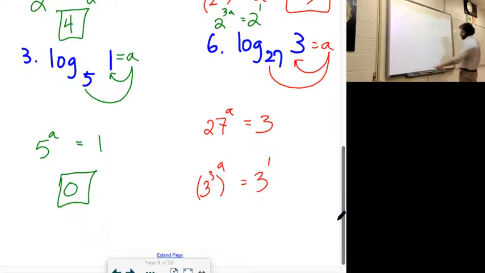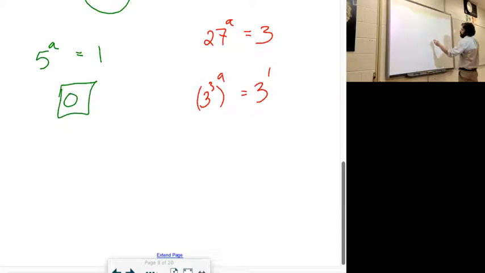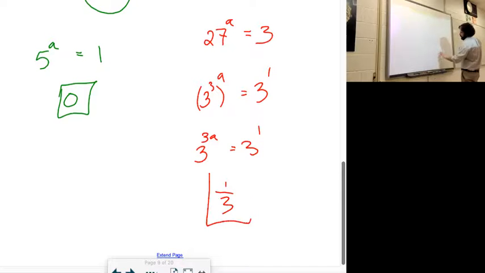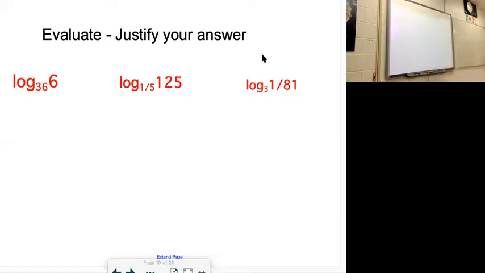And then we keep going, right? So use that power property here. So that's going to be 3 to the 3a is equal to 3 to the first. Therefore, I know my exponents are equal. 3a must equal 1. Therefore, a must be 1/3, or just evaluating that logarithm gives you 1/3. Here are some for you to practice on your own real quick, and I'll show you the answers in a second.